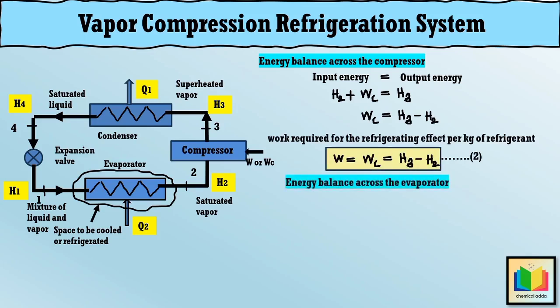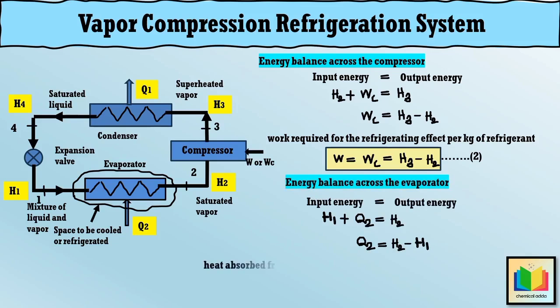Similarly, let's take the energy balance across the evaporator. So across the evaporator we can take energy balance as the input energy is equal to output energy. Hence from the diagram, we can write as H1 plus Q2 is equal to H2. From this equation, we get Q2. Hence Q2 is equal to H2 minus H1. Hence we get that heat absorbed from the cold body as Q2 is equal to H2 minus H1.